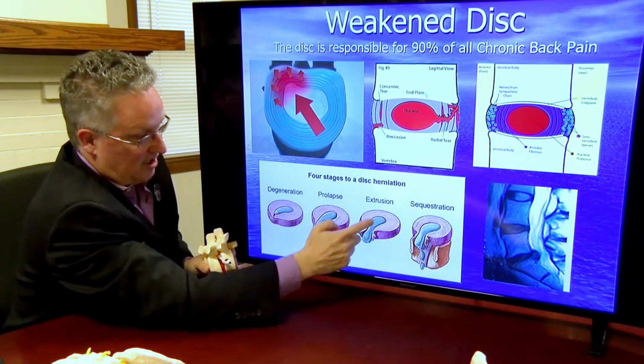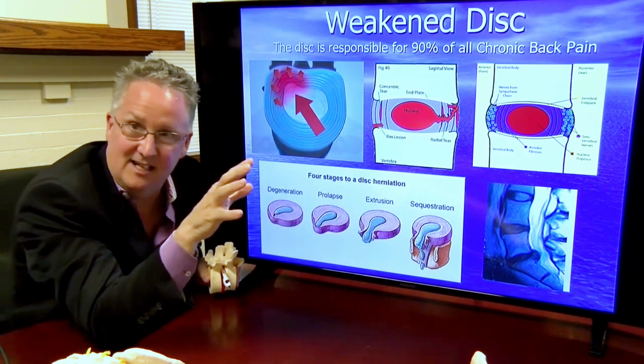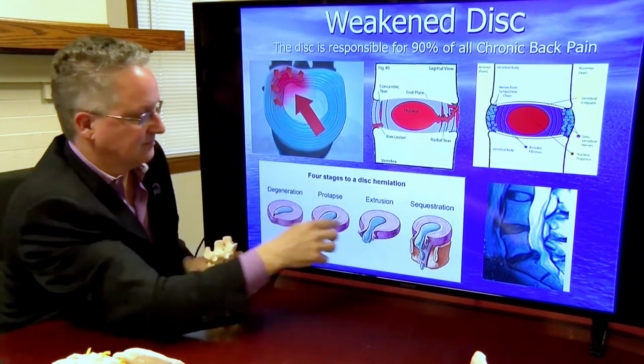Sometimes the disc will tear all the way through and the nucleus will migrate to the outside. That's called an extrusion.